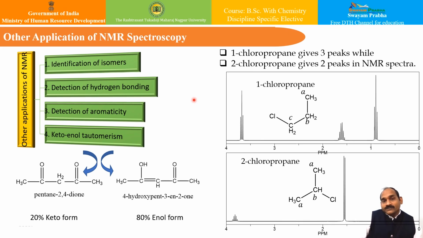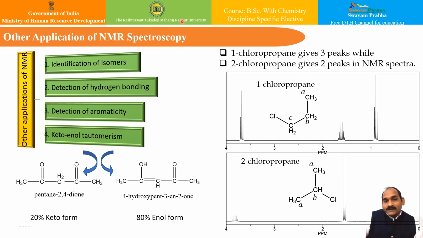In identification of structural isomers, different isomers have different numbers of groups of equivalent protons, and therefore they will give a different number of signals, and can be distinguished on that basis. If you look at this example of 1-chloropropane and 2-chloropropane, you can see the number of peaks changes. In 1-chloropropane you will get 3 peaks, while in 2-chloropropane you get only 2 peaks, and therefore you can identify the isomers.